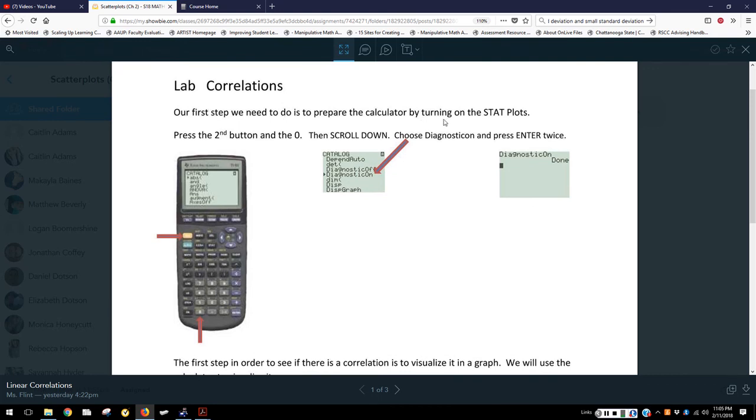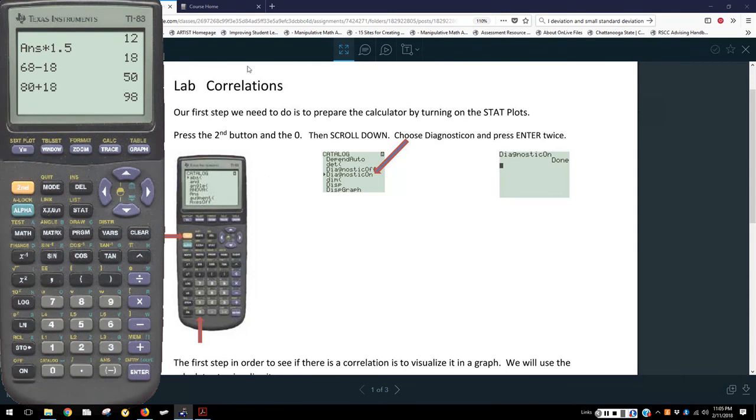The first step that we're going to do is prepare the calculator. And actually, I'll just go ahead and go through this with you because it doesn't take long. So what we're going to do on the calculator is turn it on. And we're going to press the 2nd and the 0 button, which takes us to here. We're going to scroll down until we come to this option right here, Diagnostic On. And we're going to hit Enter.